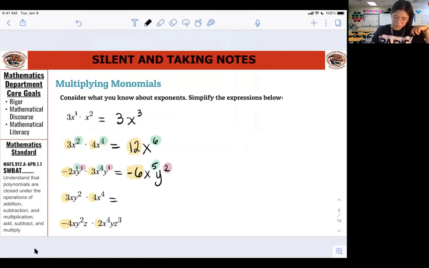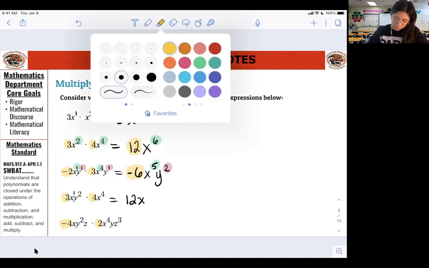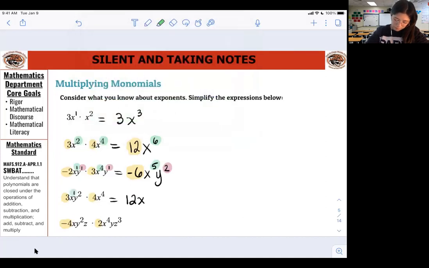Okay, next one. 3 times 4, you guys had 12. That was correct. I think I saw Cole was writing that one. So we had 12. And then there's an invisible 1. So what exponent does my x get? Good, I'm seeing it in the chat. We get a 5 because 1 plus 4 is 5. And then the y, it doesn't have another partner, so I'm just bringing it along, y to the power of 2.